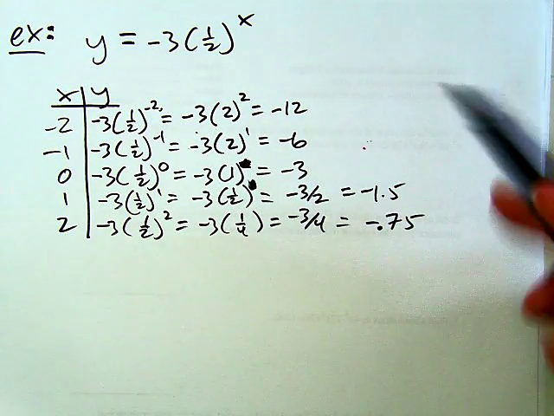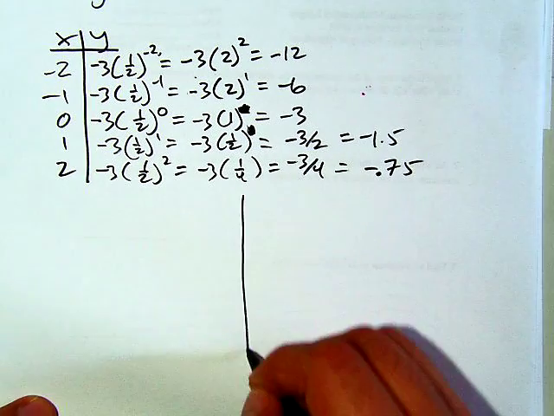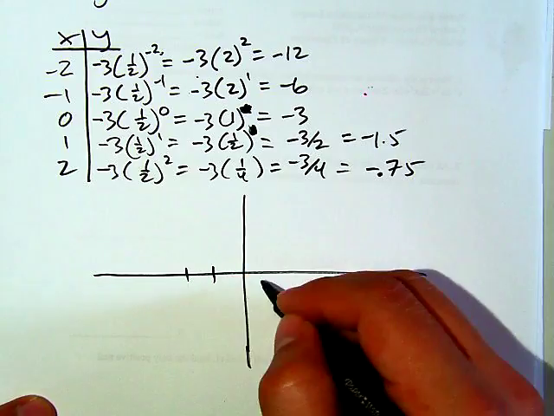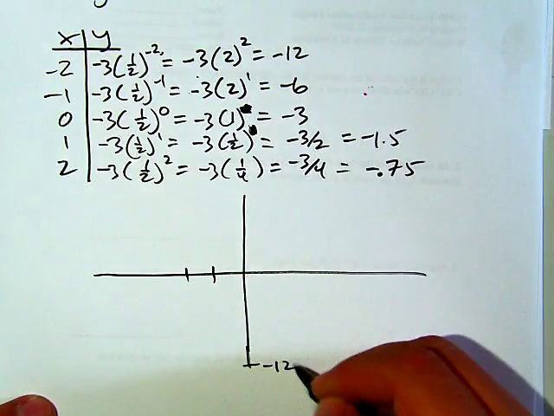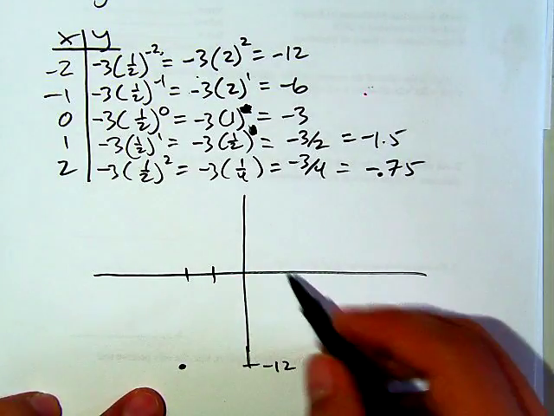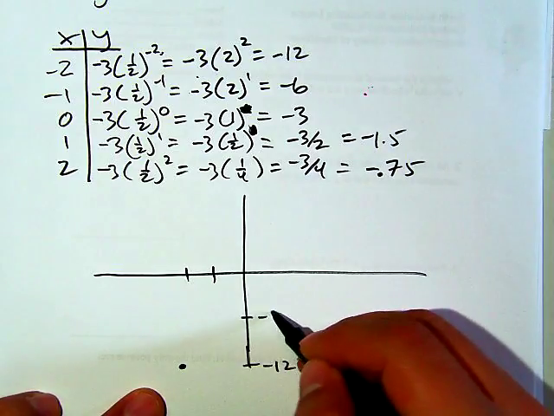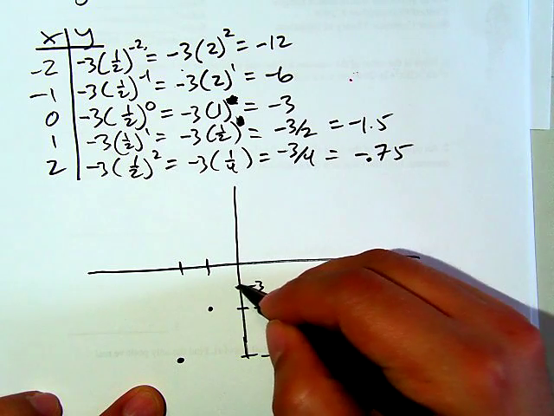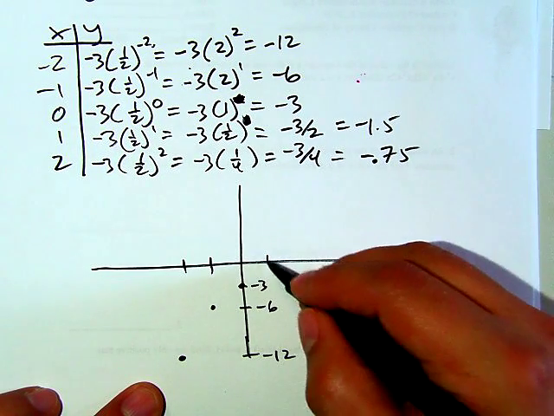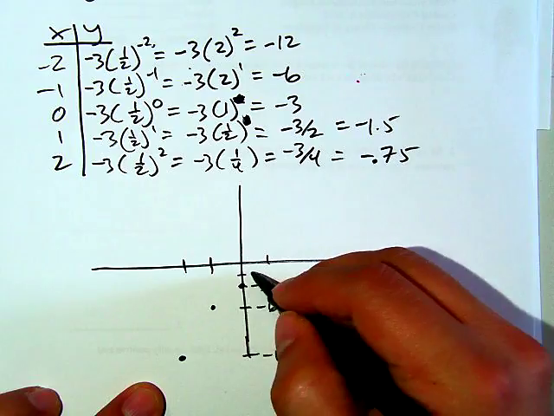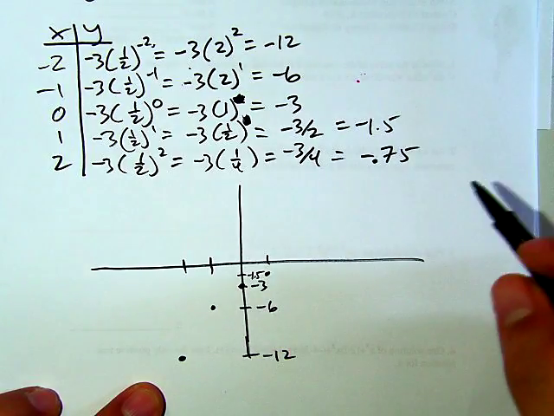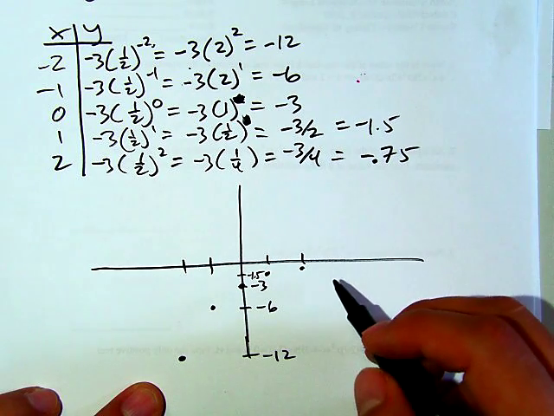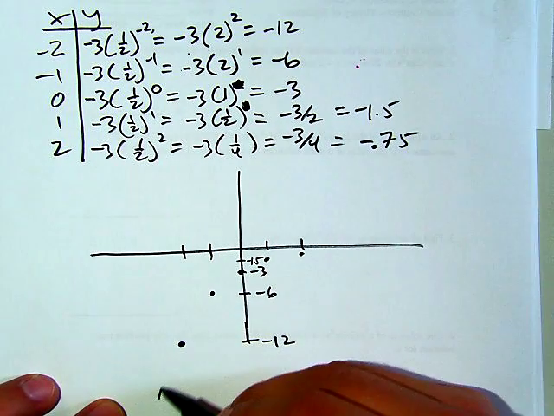Okay, so anyway, these are the values that we get for the graph. Let's go ahead and graph it. So at negative 2, we're all the way down at, let's say this is negative 12. At negative 1, we're at negative 6. At 0, we're at negative 3. At 1, we're at negative 1.5. At 2, we're at negative 0.75. And I think you guys see the idea here.